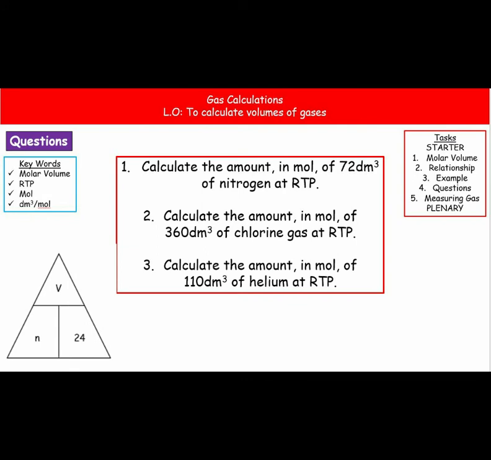So now you've had a look at an example question, your turn. There are 3 questions there on the screen for you to have a go at. Remember, show your working, and you can of course use a calculator. I'm just going to give you a couple of minutes to work those out for me.